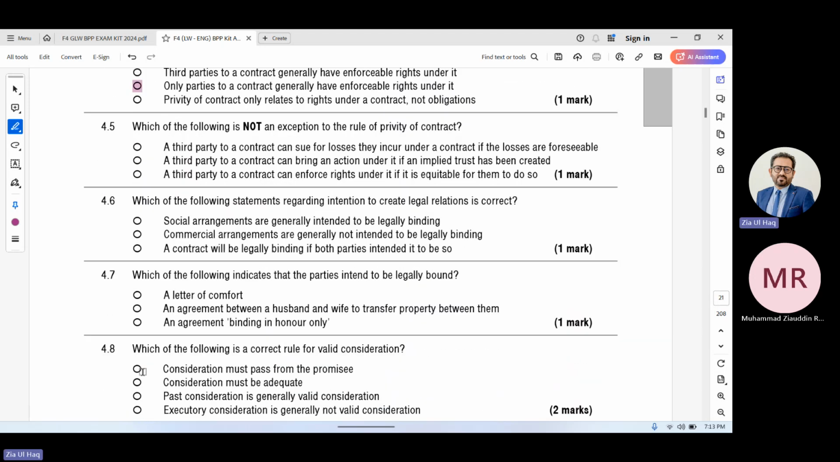4.5. Which of the following is not an exception to the rule of privity of contract? A third party to a contract can sue for losses they incur under a contract if the losses are foreseeable. Obviously, if the contract is for the benefit of a third party and he is losing something, they can sue. A third party to a contract can bring an action under it if an implied trust has been created.